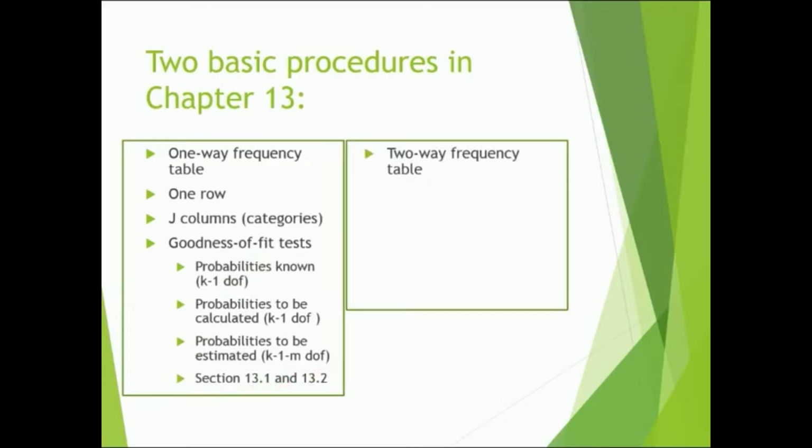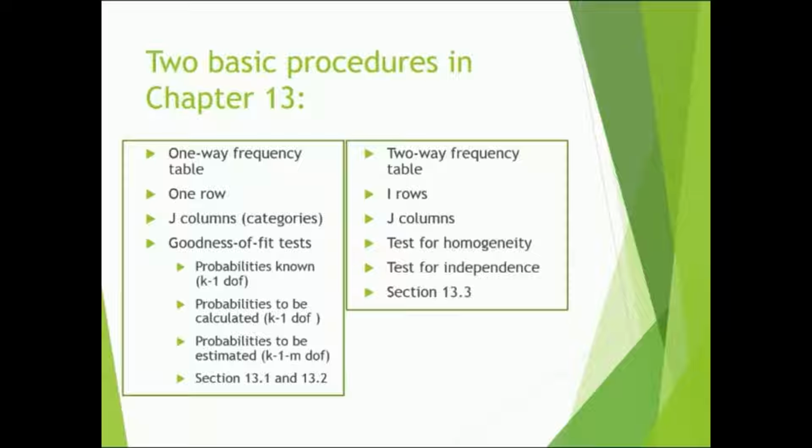The second kind of problem that we'll discuss in this chapter is the so-called two-way frequency table. That's when you have I rows and J columns. So not only one row, but I rows. And then we're going to look at a test for homogeneity, and I'll elaborate on that later on as well, and a test for independence. This is described in section 13.3.